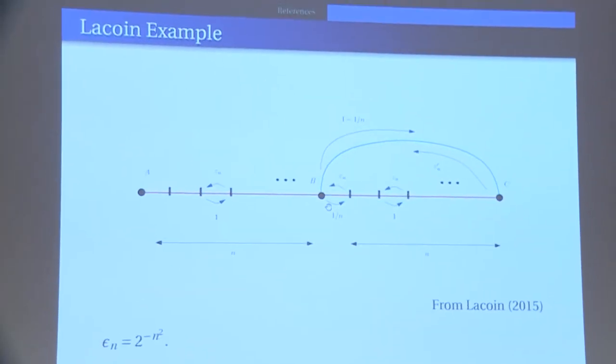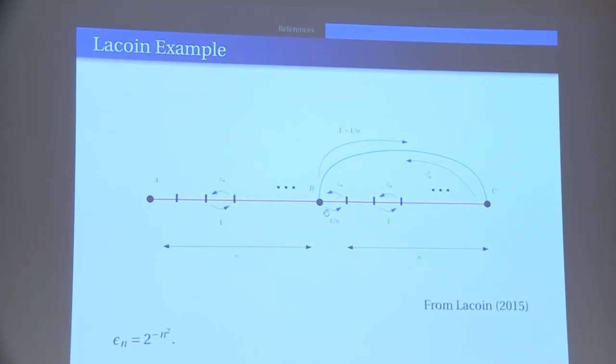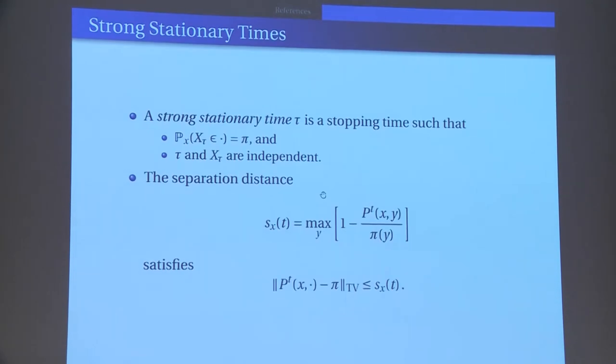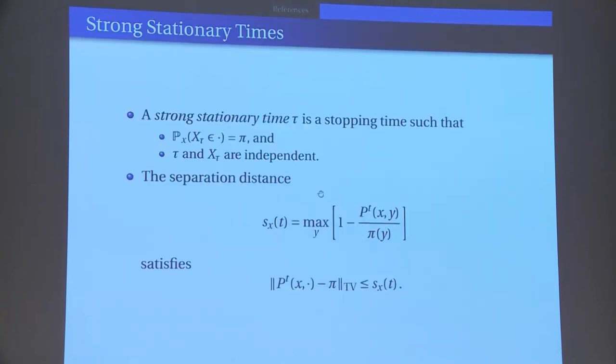So the Lacan example, maybe I'm not going to give it in detail right now. And I want to tell you about one more tool to prove cutoff. It's especially useful for separation distance, but can also be used for total variation. And this is the notion of a strong stationary time.